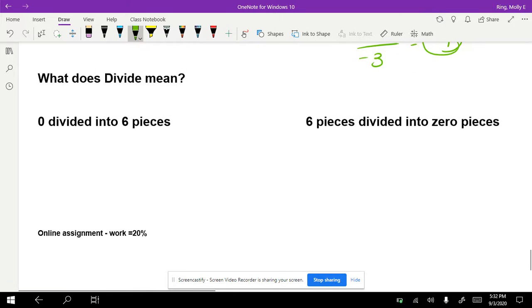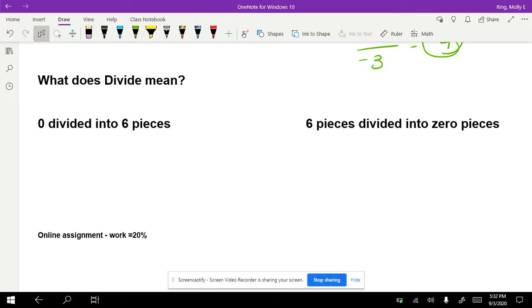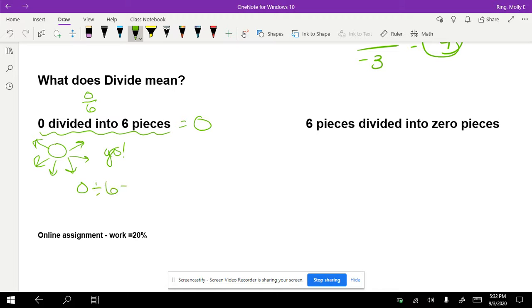Last type of questions you're going to get is divide by 0. 0 divided by 6 is really asking, can you take nothing and share it into 6 equal parts? And the answer is yes. You get 0. 0 divided by 6 equals 0. I can share nothing with everybody, and everybody gets nothing.